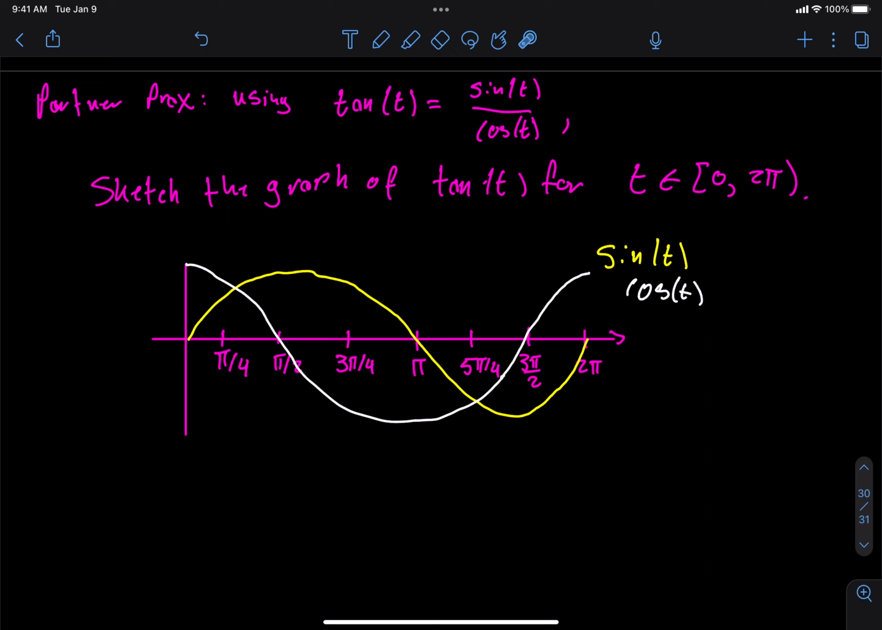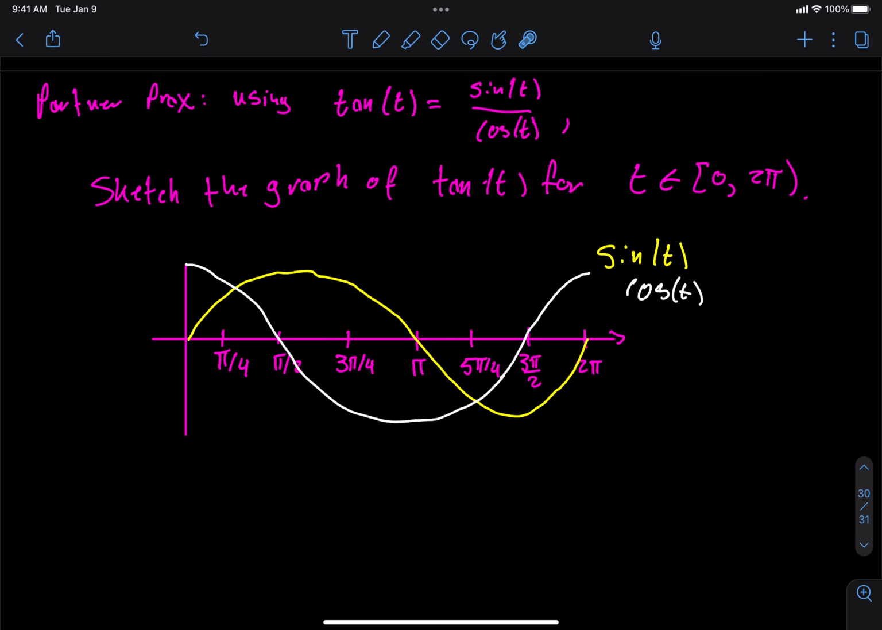You take the y value divided by the x value. The y value is 0, and the x value is 1. So if I do 0 divided by 1, what do I get? So what's the height of the tangent function? It should be 0 divided by 1, which is 0. Yeah, you just continue that, right?